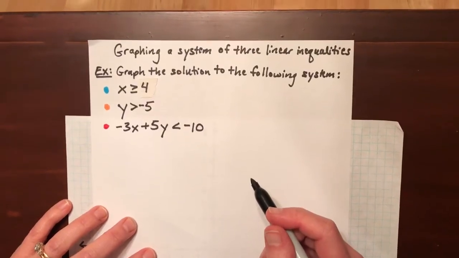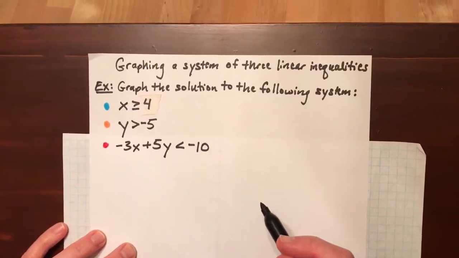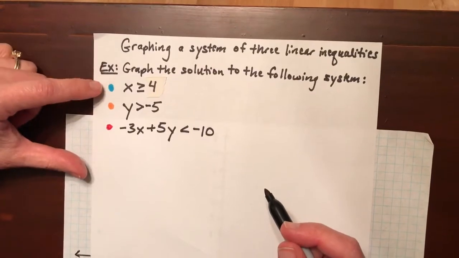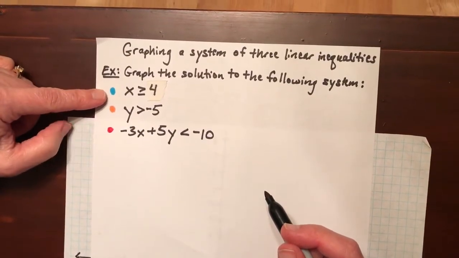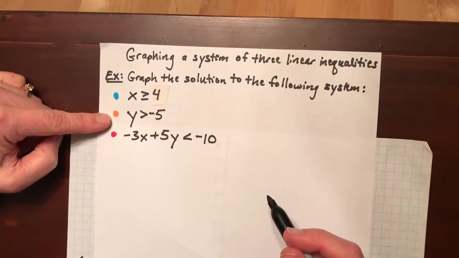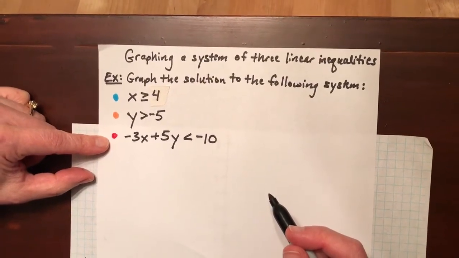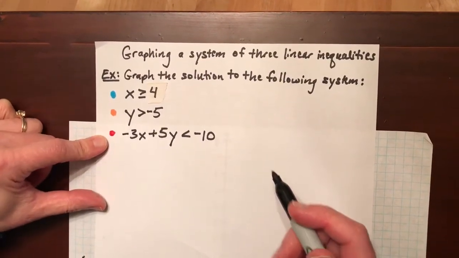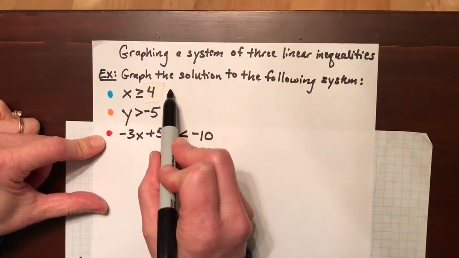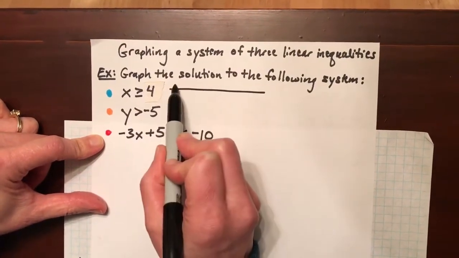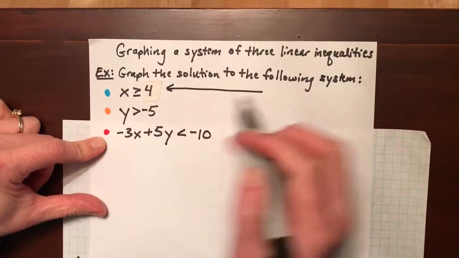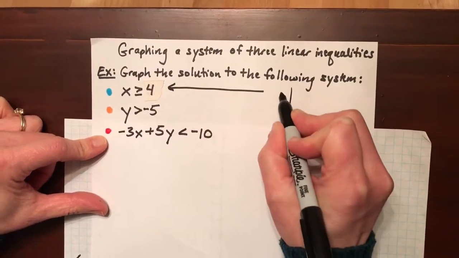Graphing a system of 3 linear inequalities. This system has x is greater than or equal to 4, y is greater than -5, and 3x plus 5y is less than -10. Okay, to graph something like this, where only one variable is given, it can be helpful to make a little table.